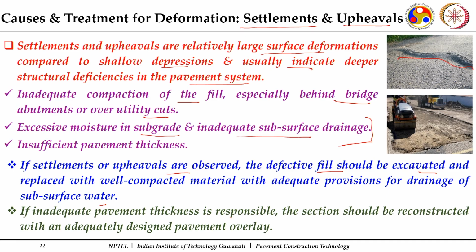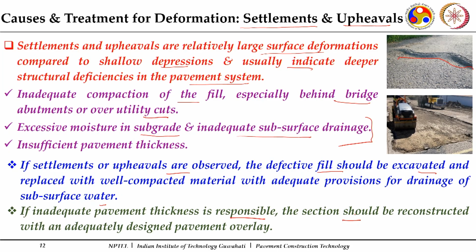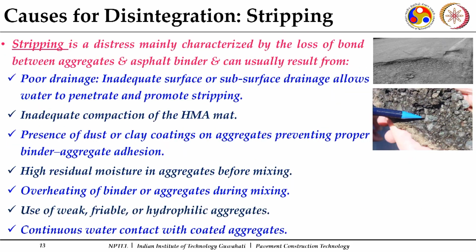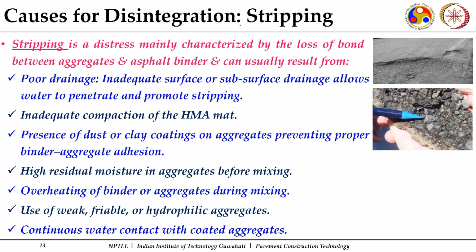If inadequate pavement thickness is responsible, if one works out that this is happening because the thickness of the pavement crust is inadequate for the traffic, then definitely a structural evaluation has to be done to work out the desired overlay thickness. Now, the other category of distress is disintegration, under which the most common kind of distress observed is stripping. As the term indicates, it is the removal of the binder from the aggregate surface. So, when the bond between the aggregates and binder is lost, stripping takes place.